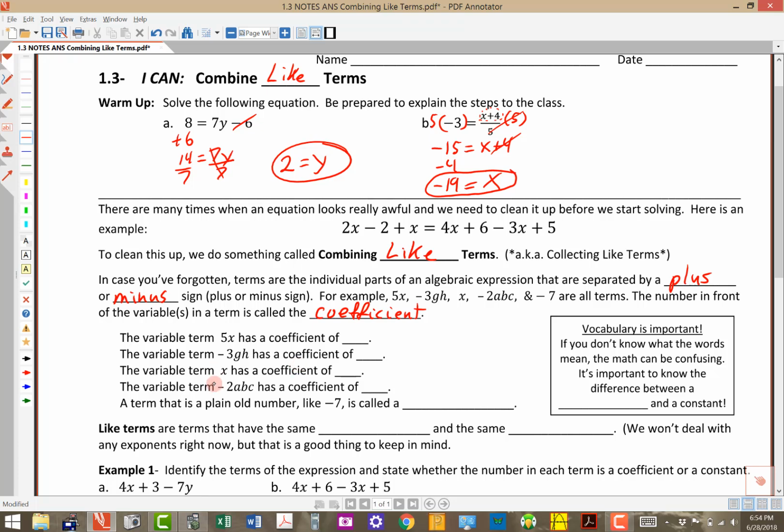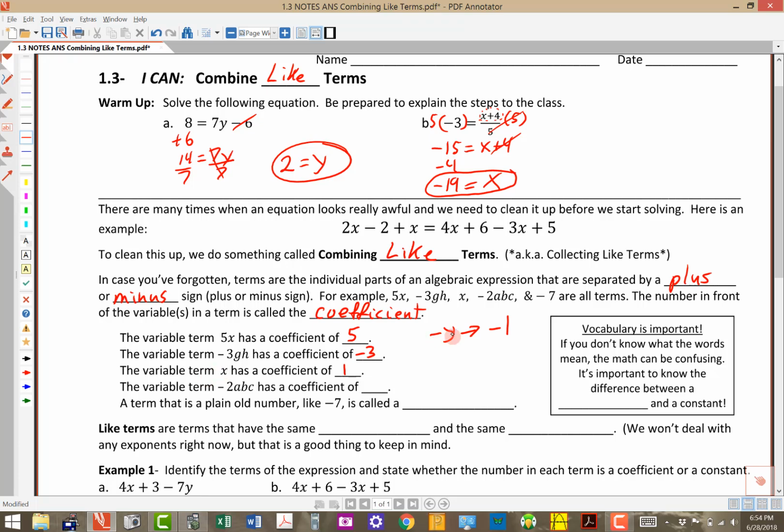So I've got these examples written again, and it says the variable term 5x has a coefficient of. Now a lot of people will say, well, the coefficient is 5x. 5x is the entire term. The coefficient is just the number that's sitting out in front that's being multiplied by the variable. So the coefficient is 5. In the variable term -3gh, it has a coefficient of -3. Plain old x. You know what number's sitting in front there? It's understood to be a +1. So if we had an example like this, let's say I had a term of -y, then the coefficient on that one would be -1. So if there's nothing in front, it's assumed to be a +1.